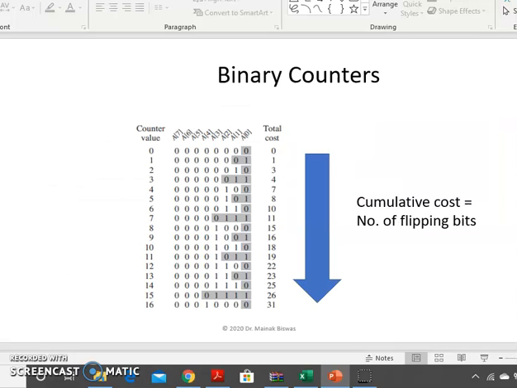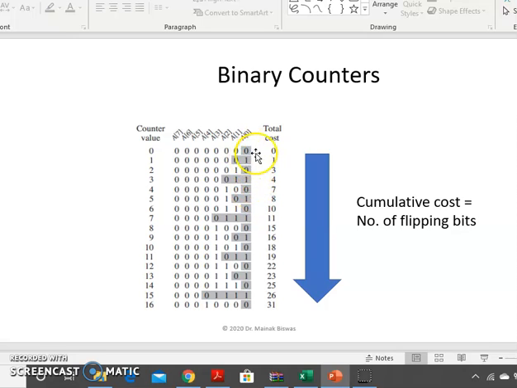Another very interesting example is the binary counter. In the binary counter, we increment the number by 1. If the value is 0, it is incremented by 1, so the last bit, the least significant bit, becomes 0 to 1. When we increment again, the least significant bit resets, the 1 becomes 0, and the second least significant bit, the 0, becomes 1. So there is a flipping of bits every time.